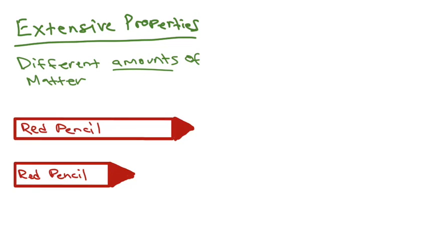I took a look at a red color pencil, and, well, two red color pencils. One is longer than the other, one is more massive, so they have different properties. Same exact pencil, same exact color, but just different lengths. So now the properties are going to be different. The mass of this one's going to be different from this one. The measurement of the length is going to be different between the two.